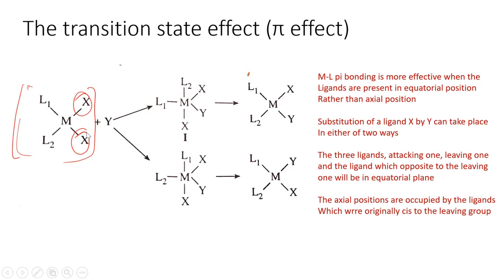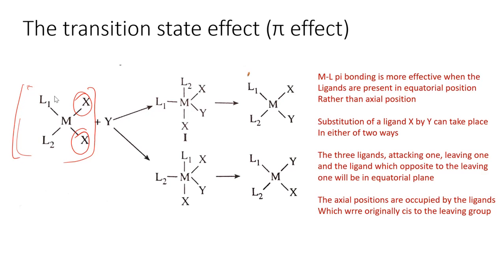So therefore, the attacking ligand, the leaving ligand, and the ligand originally trans to the leaving group, that is one of the L, either L2 or L1, would be in the trigonal plane when we draw the transition state. So in the transition state, these three ligands would be in the equatorial plane or the trigonal plane.